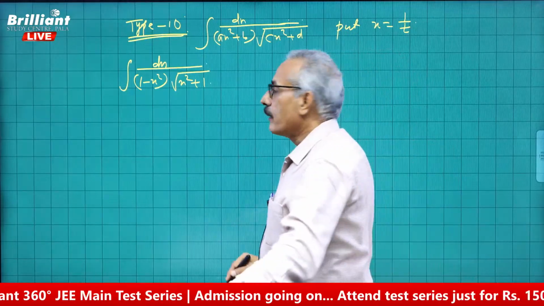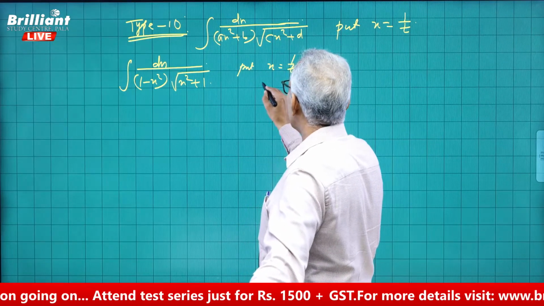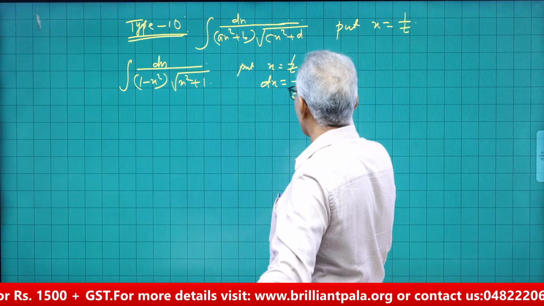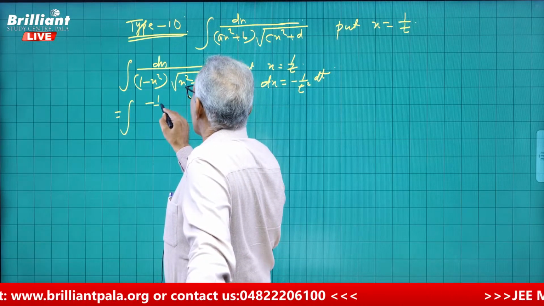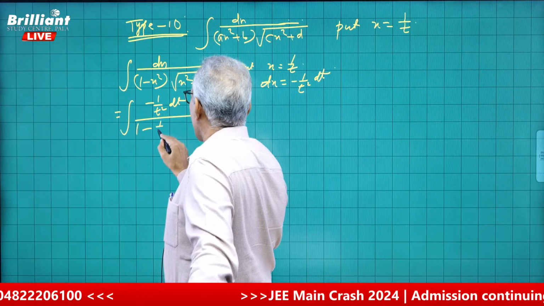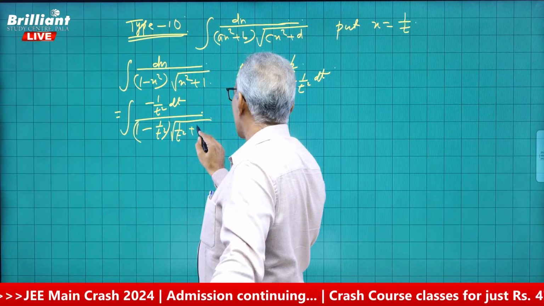So what is the method? The method is put x is equal to 1 by t. So dx, differentiating, is minus 1 by t square dt. Good. The first part: integral of dx is minus 1 by t square dt divided by 1 minus 1 by t square, in the square root of 1 by t square plus 1.